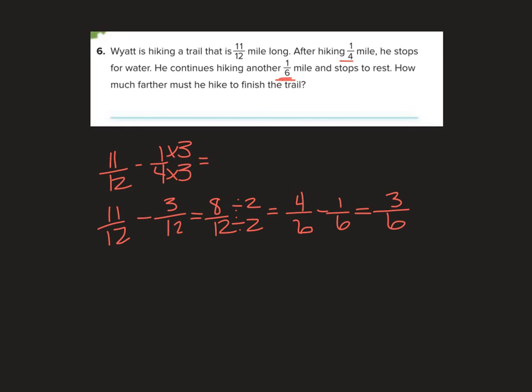Now, should I write my answer as 3/6? No, you're right. I shouldn't, because it's not simplified. I can divide both 3 and 6 by 3. Look at that. And get 1/2. So, how much farther must he walk? He still has 1/2 mile further to walk. He's got a ways. Alrighty, let's keep moving on. One more problem to do here.